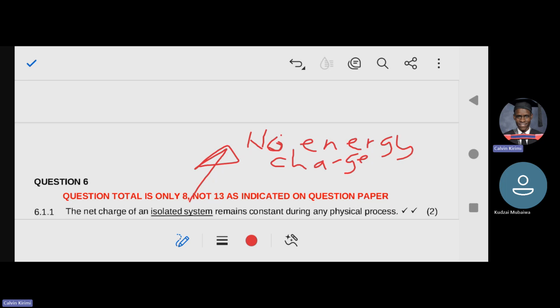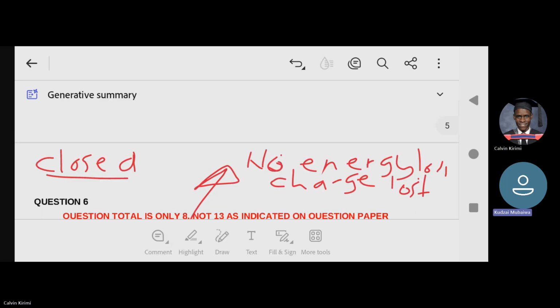So this is an isolated system. It's a closed system, in other words. It's not an open system. A closed system, that's what isolated means. There is no charge loss. All the charge lost is gained by the other sphere. That's what we must know. Okay. Yes, sir.